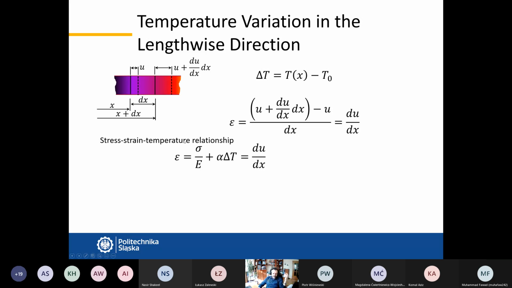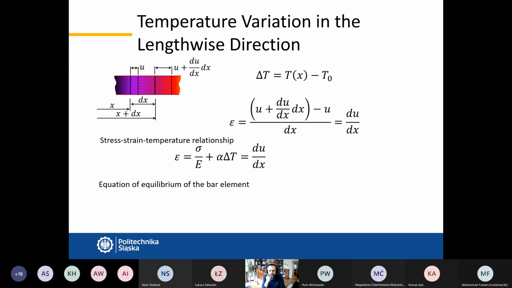If we look back at the stress strain temperature relationship, if we had only mechanical part, it was that one. Last time we introduced also the second part, the thermal part. So the elongation is provided due to mechanical action, so force if there is any, and temperature change. And this is du over dx. So this is the elongation of an elementary piece of material.